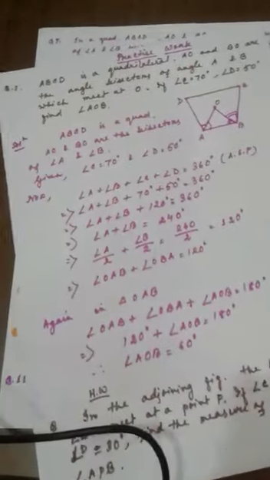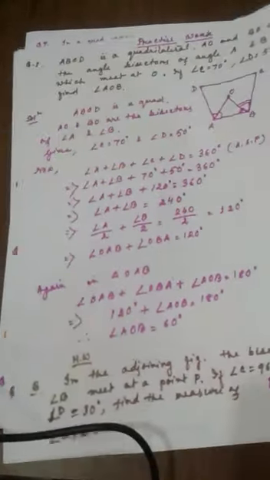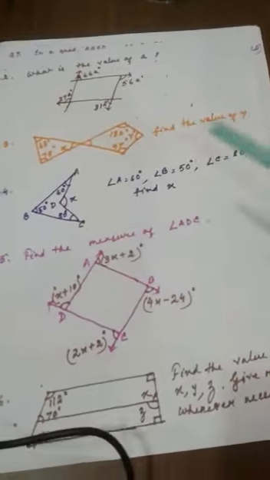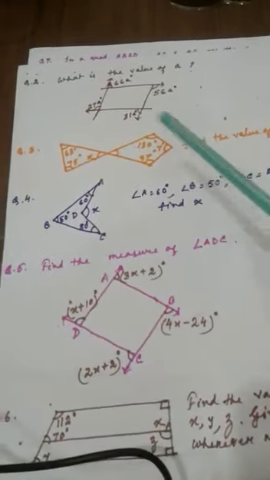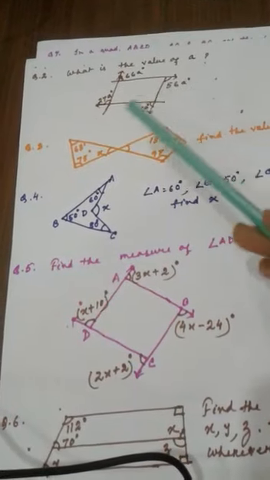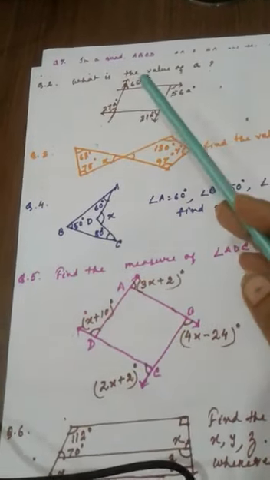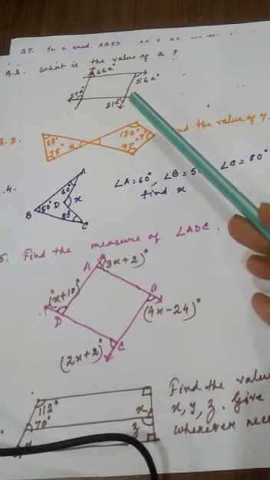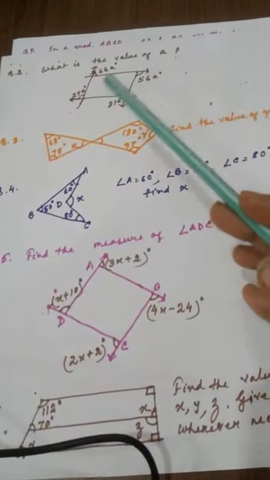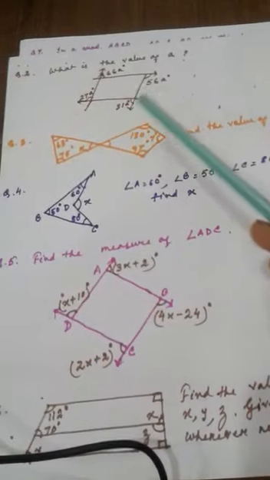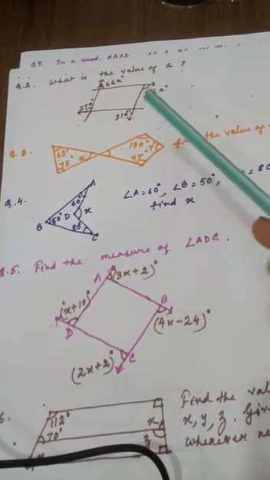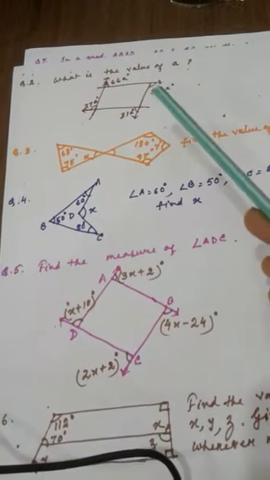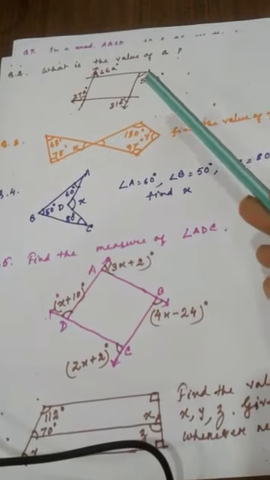Now here are some more assignments. What is the value of A? These all are exterior angles. If you have practiced the property, then you know the sum of the exterior angles is 360 degrees. So you add all the angles and equate to 360 degrees. Then after solving, find out the value of A.